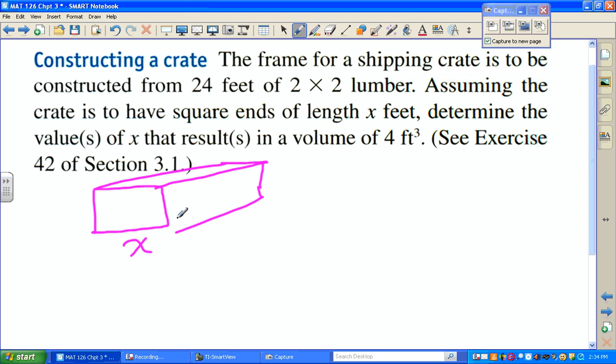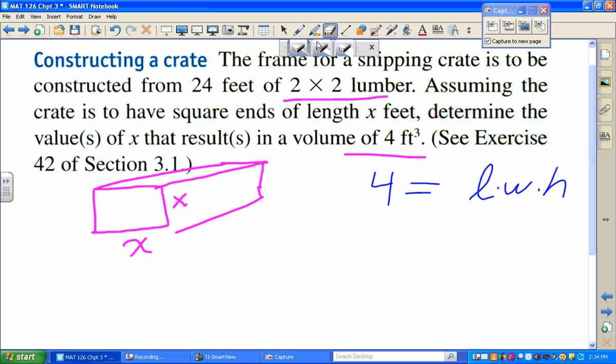It says a shipping crate is to be constructed from 24 feet of 2x2 lumber. That means, well, actually 1.5 inches by 1.5 inches. 2x2 is a stretch. And it has square ends of length x. Determine the values of x that result in a volume of 4 cubic feet. It says see exercise 42 of 3.1. We did that one on purpose, actually. So what's the 4 have to do with anything? 4 equals what? Yeah, length times width times height.